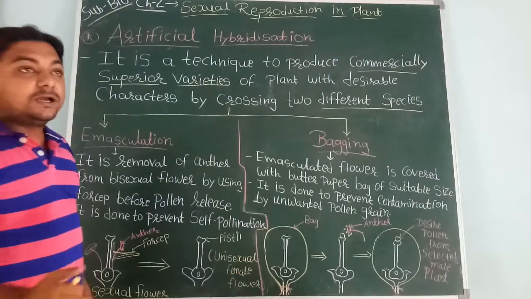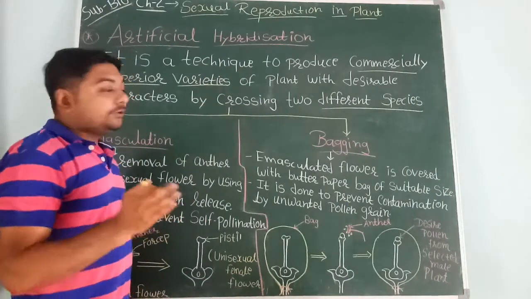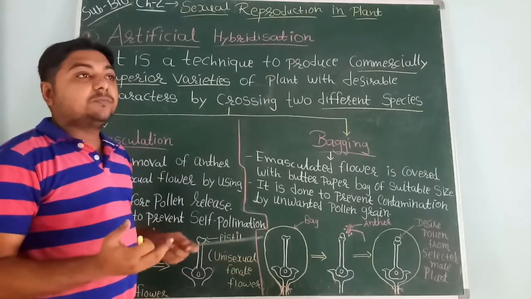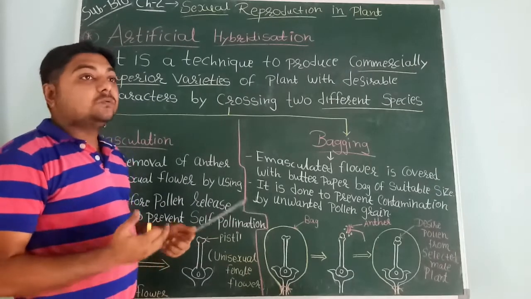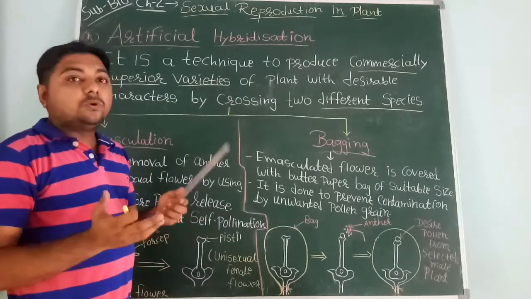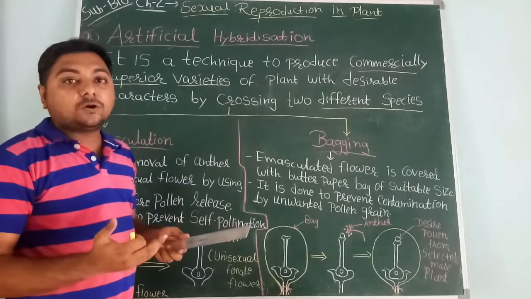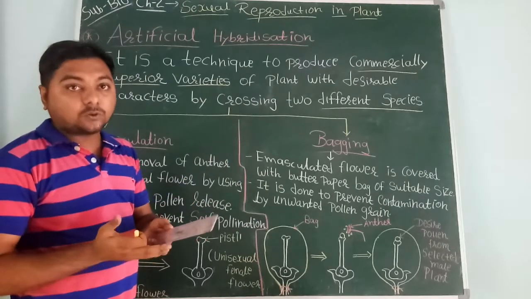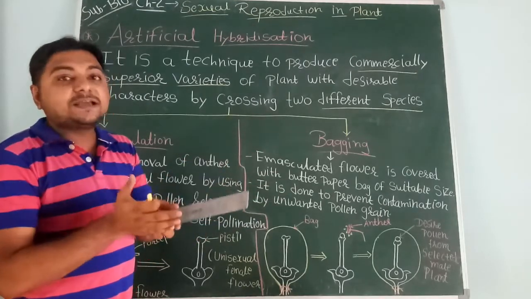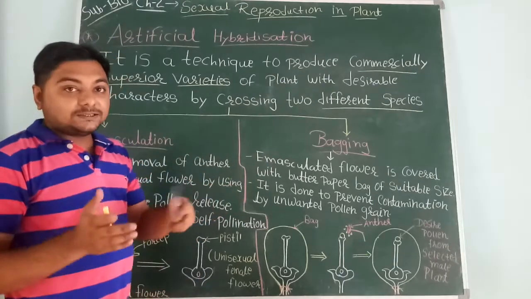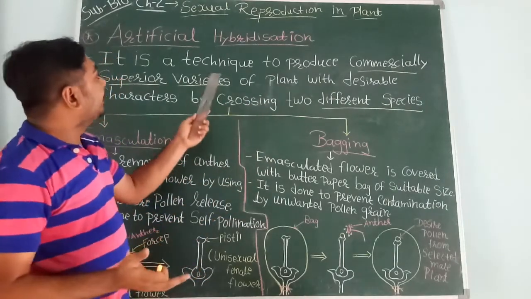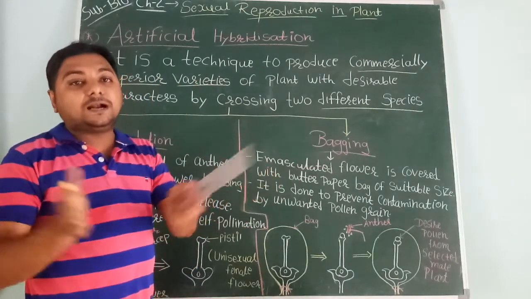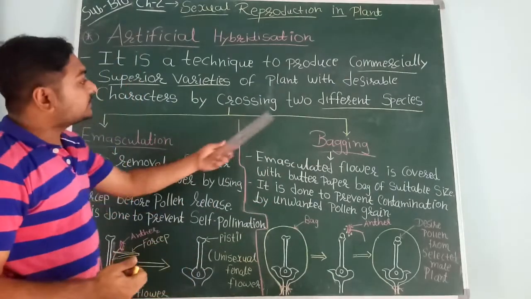Nowadays you know that there are different varieties of plant species or crop species available. All the farmers want more production of crops and good quality crops. So to produce good quality and high yielding crops, we have to hybridize two different species of the same crop, to combine two desirable characters. So for producing a commercially superior variety, we need to do artificial hybridization. We need to hybridize two varieties of plant into a single variety by crossing two different species.